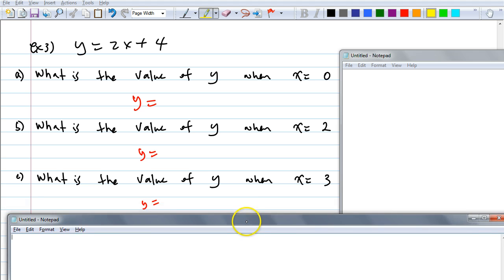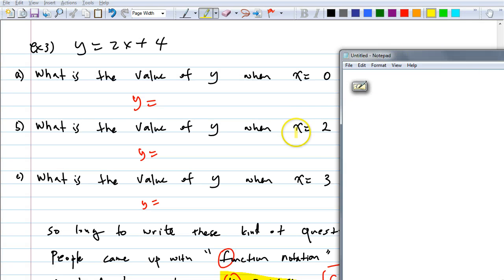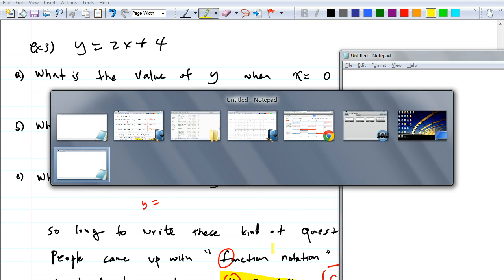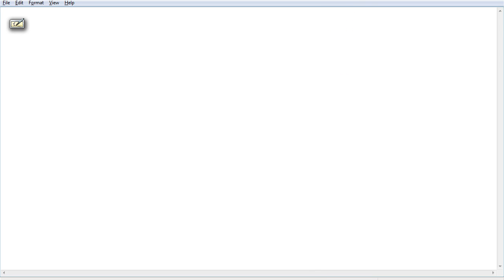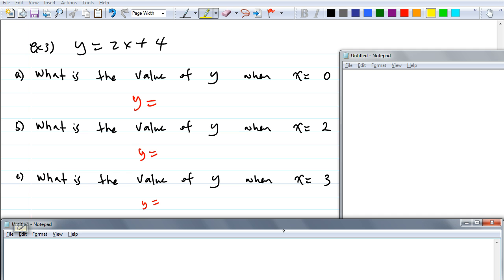But can you do it for these? There are 3 questions. They're really easy, aren't they? But I'm trying to make a point here. So go ahead, write this down. B says what is the value of y when x equals 2? C, what is the value of y when x equals 3? Go ahead.